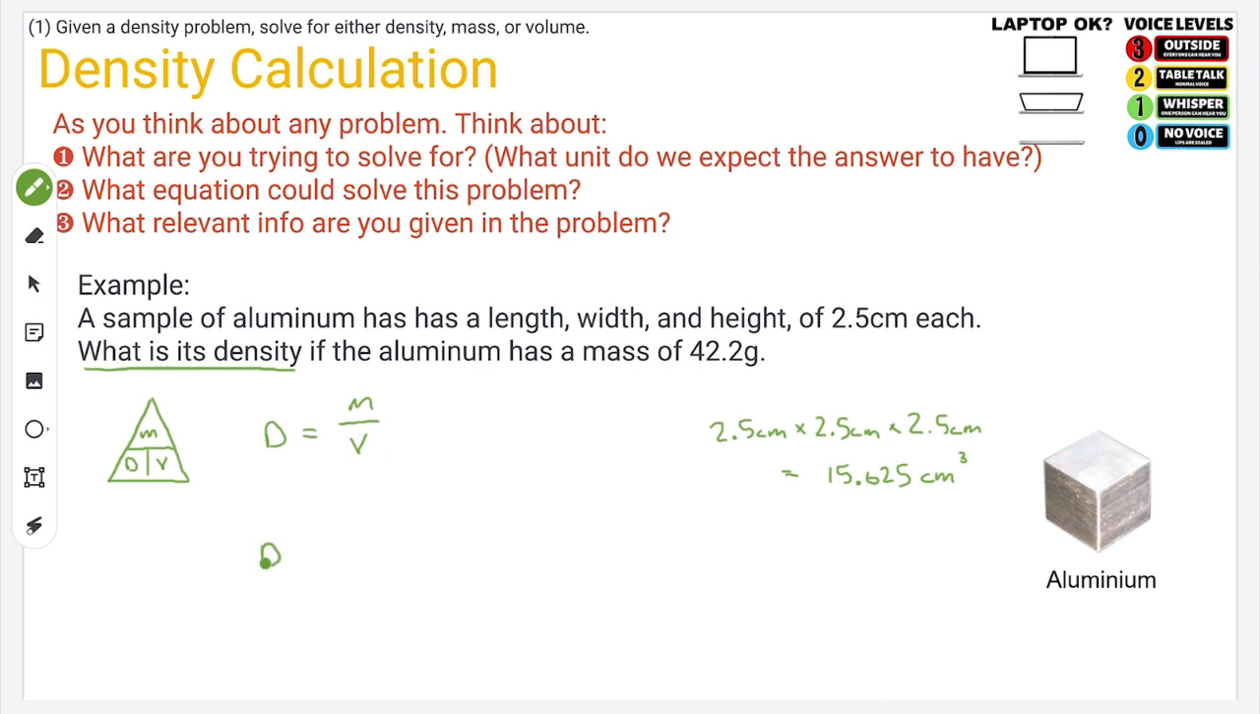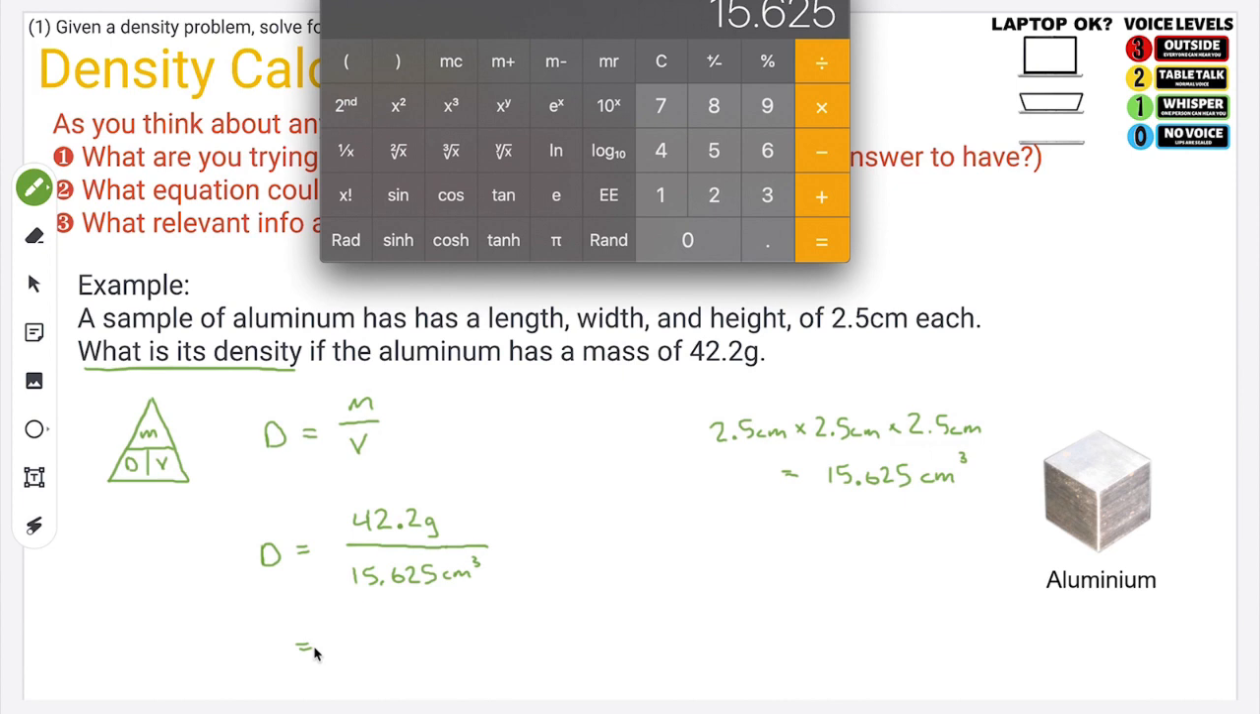I'm going to write density is equal to 42.2 grams divided by, what's our volume? 15.625 centimeters cubed. Right, that's a unit of volume. Okay, what do we get for this? Pulling out my calculator, we are dividing here. 42.2 divided by 15.625 equals 2.7008. You just need to give me two decimal places. So I'm going to write 2.70.